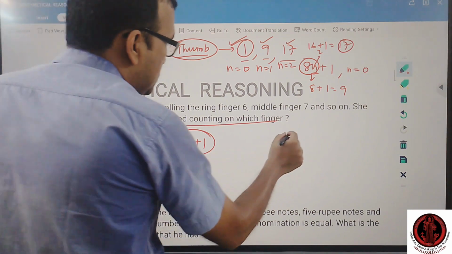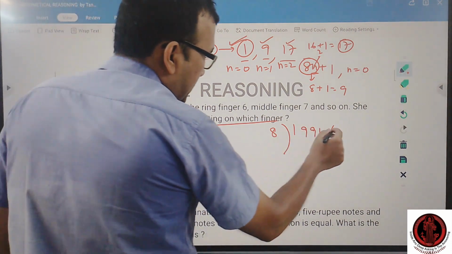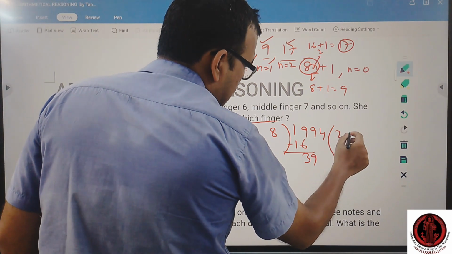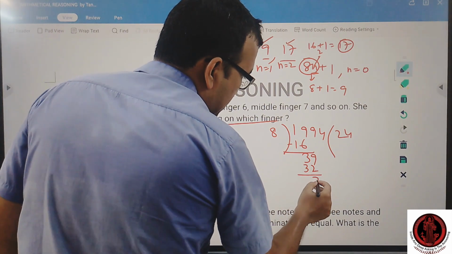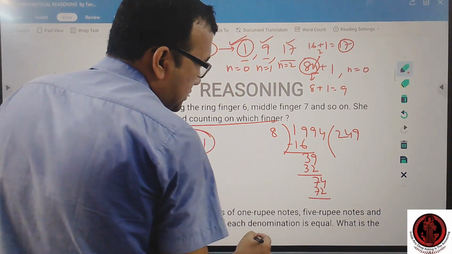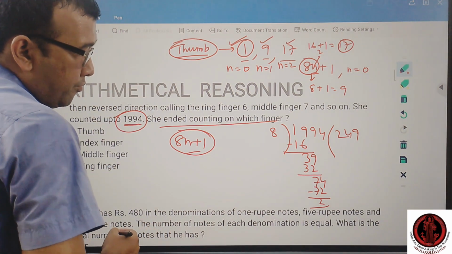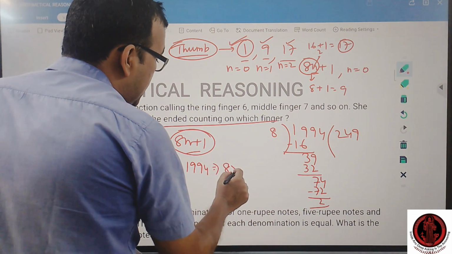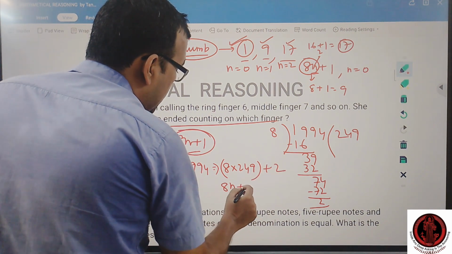Now the total count is 1994. Now just divide that one by 8. 8 times 2 is 16, 3, 9... 8 times 4 is 32, 7, 4... 8 times 9 is 72. So the remainder is 2. Now 1994 is basically 8 into 249 plus 2. That means 8n plus 2.